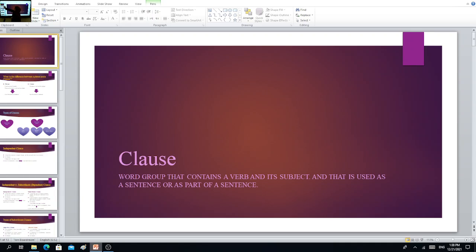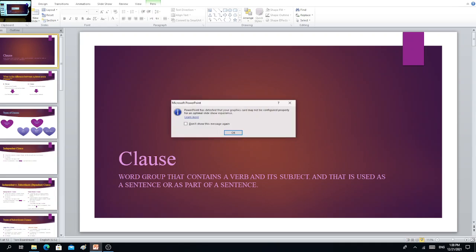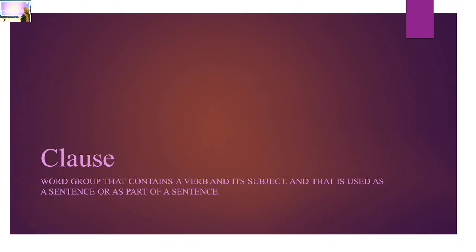Today we will start with the second exam material for this semester, which is the clause. The clause is a word group that contains a verb and a subject, and that is used as a sentence or as part of a sentence.